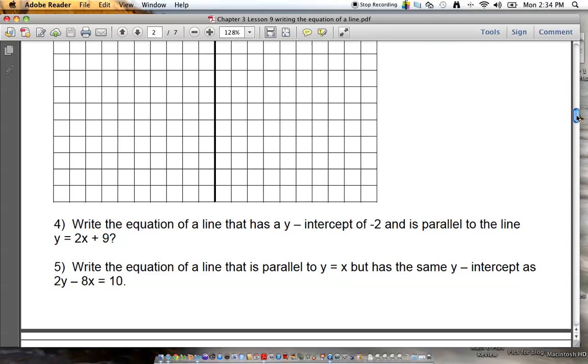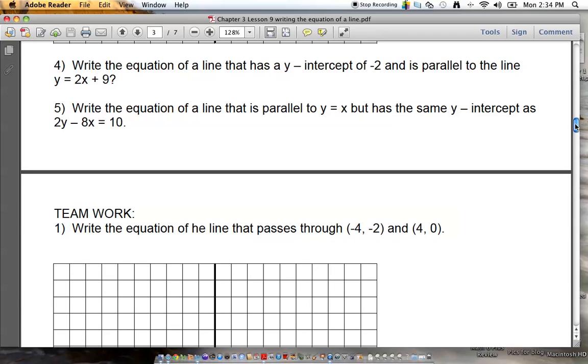Now, the next one says the following. Write the equation of a line that has a y-intercept of -2 and is parallel to y equals 2x plus 9. Do it. It's after the graph, right at the bottom of your page there. Number 4. Let's not worry about any of what you got on the sheet there.